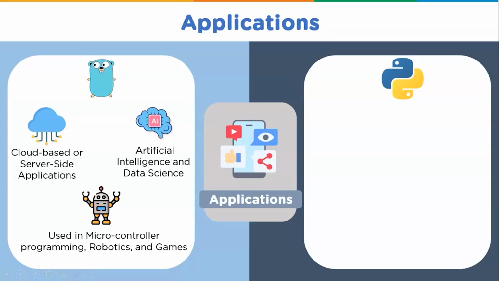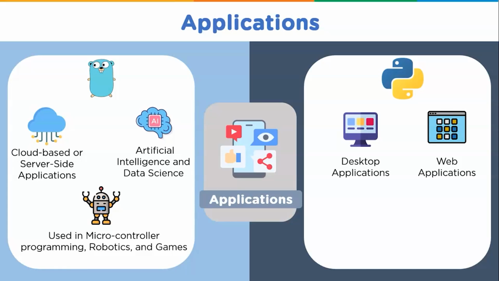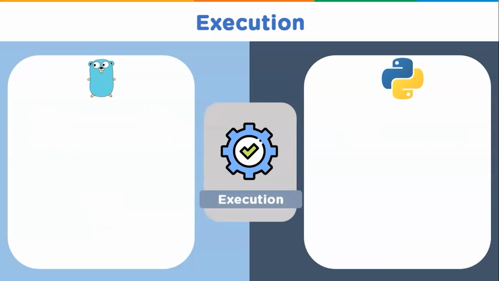On the other hand, Python is widely used in web development, data analytics, artificial intelligence, and deep learning. This can be mostly accredited to the insane libraries available in Python that make life in the said fields a lot easier. Let's compare the two on the topic of execution. Now, let's understand how Go and Python are executed.